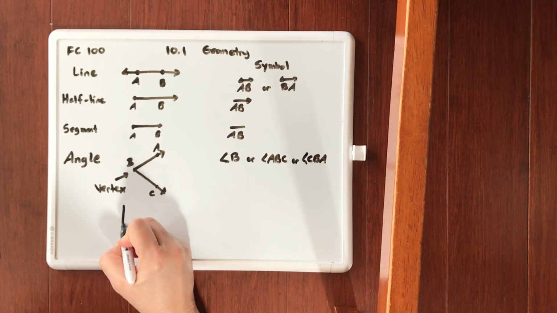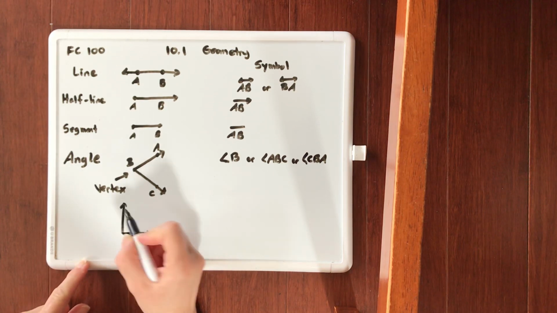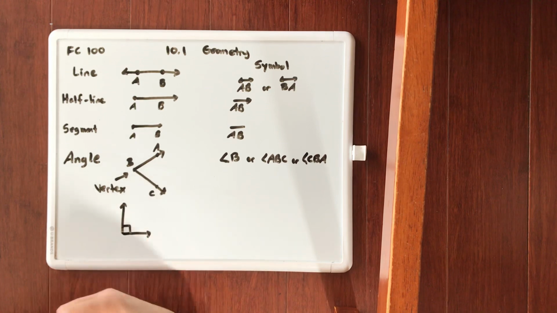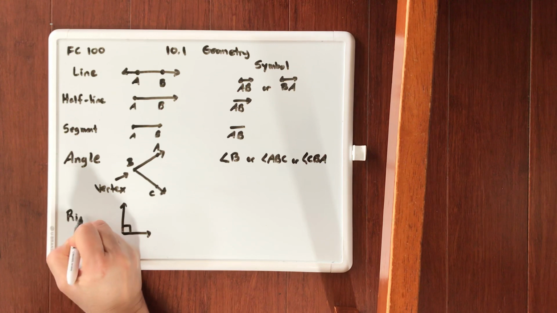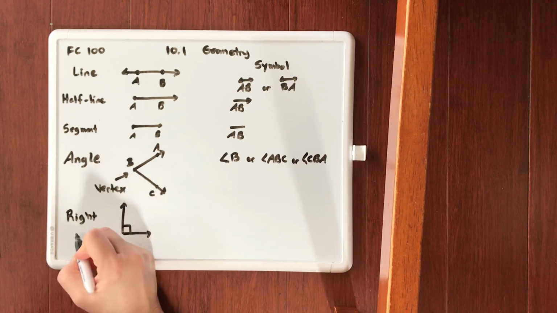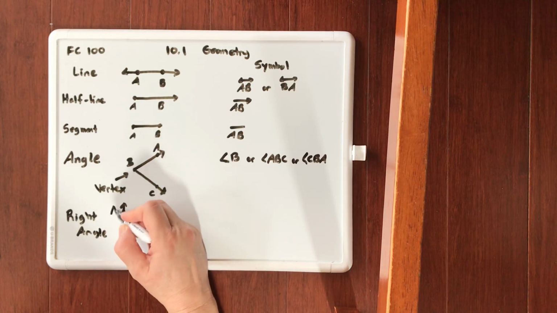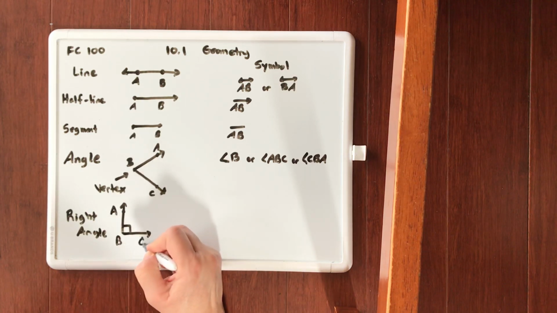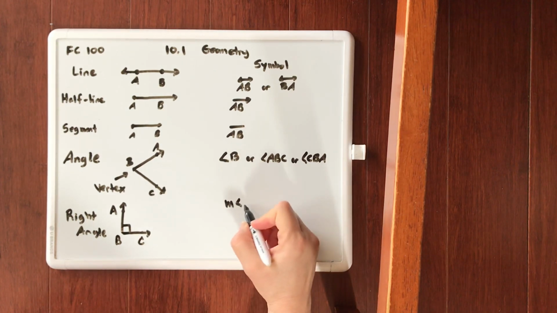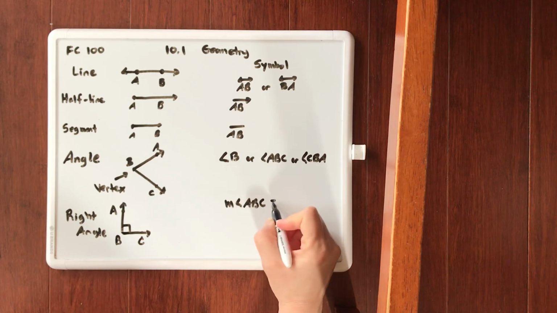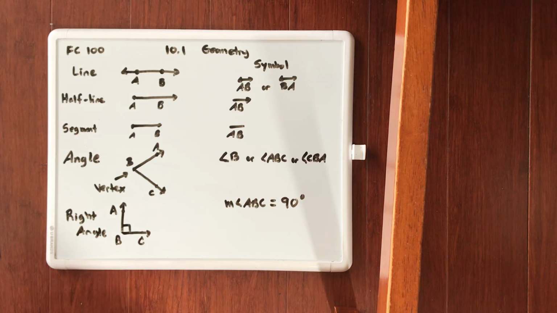Okay, if we draw our two lines such that they make a right angle, and a right angle means this makes up 90 degrees. Okay, so we're going to call this a right angle. All right, so again, I'm going to label this A, B, and C. And the shortcut, we'd say the measure of angle ABC equals 90 degrees.